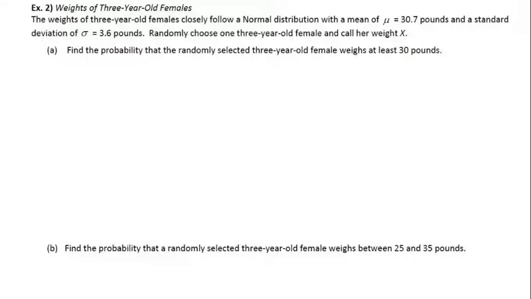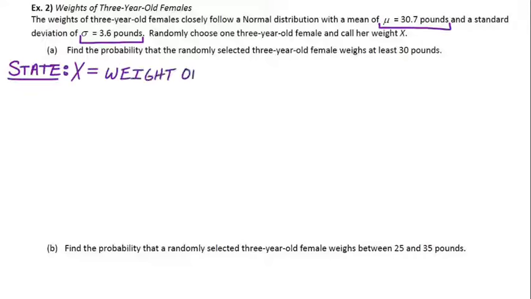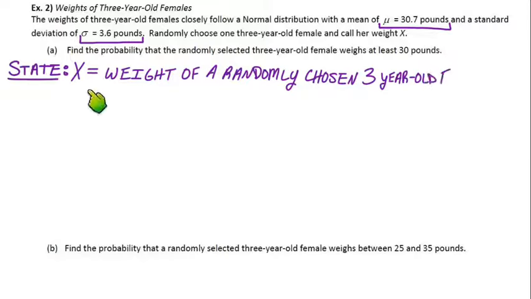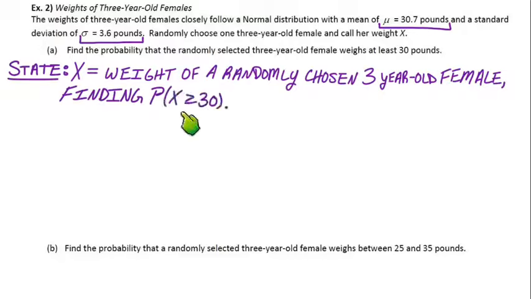Well, this is a problem technically we should have been able to do after Chapter 2. I'm going to take the state, plan, do, conclude approach, starting with what is X? So X is the weight of a randomly chosen 3-year-old female, and we want to know what's the probability that X is greater than or equal to 30. Or if you just say greater than 30, that would be the exact same answer here.